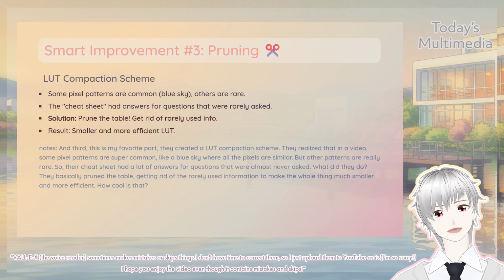And third, this is my favorite part. They created a LUT pruning scheme. They realized that in a video, some pixel patterns are super common, like a blue sky where all the pixels are similar, but other patterns are really rare. So the cheat sheet had a lot of answers for questions that were almost never asked. What did they do? They basically pruned the table, getting rid of the rarely used information to make the whole thing much smaller and more efficient.